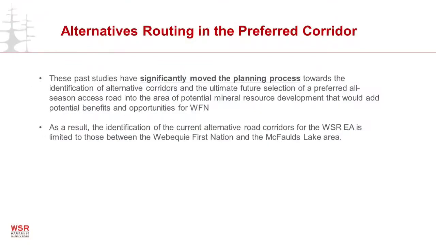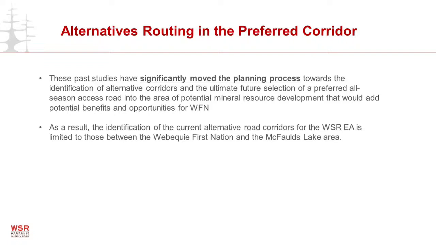So, as I mentioned, these past studies significantly moved the planning process to identifying alternative corridors. When I talk about corridors, these are planning areas. Remember, I mentioned earlier that our corridor is kilometers wide. Within these corridors, within these planning areas, we can identify routes, potential routes. So these studies helped move that process along to identify those alternative corridors, and then also helped in the ultimate future selection of a preferred all-season road in the area of the mineral resource development that would benefit Webequay First Nation.